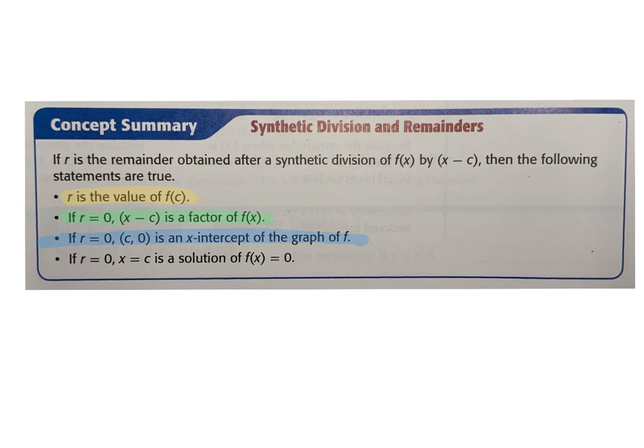And then the last one follows through to what we just talked about with the intercept. If R equals 0, x equals c is a solution to setting it equal to 0. Which means, again, you have a 0 or an x-intercept of the equation if you have a remainder of 0.